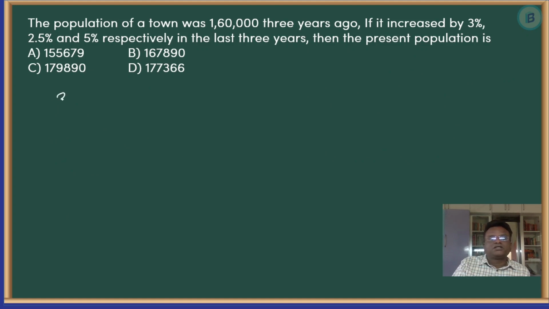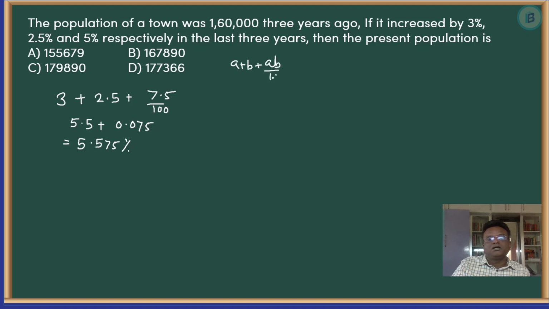Okay, so here my first is 3% plus 2.5% plus 3 into 2.5, which is 7.5, divided by 100. This is 5.5 plus 0.075, which is equal to 5.575. Okay, so using that formula, A plus B plus AB by 100, for the first two successive increases, I get a net change of 5.575%. Now with this and 5%, I have to find the final total net change.